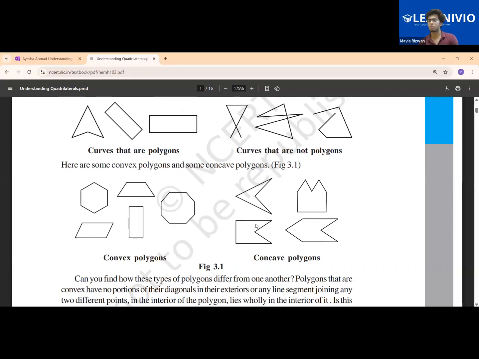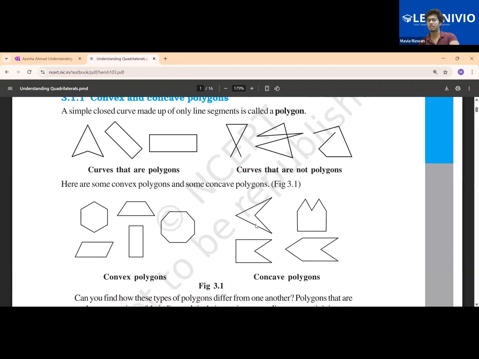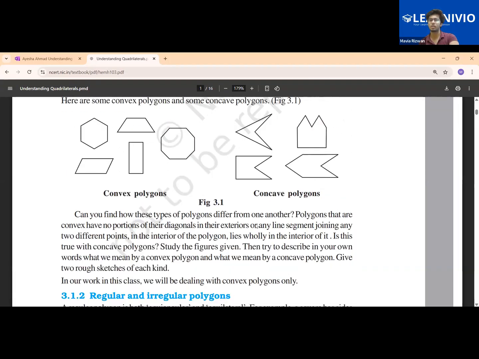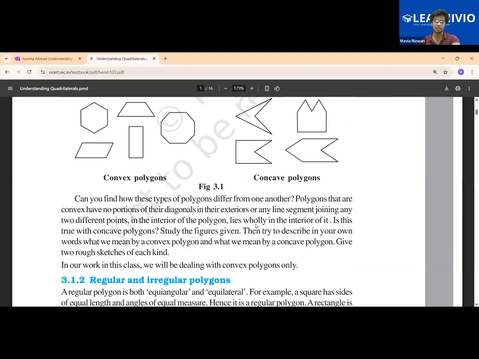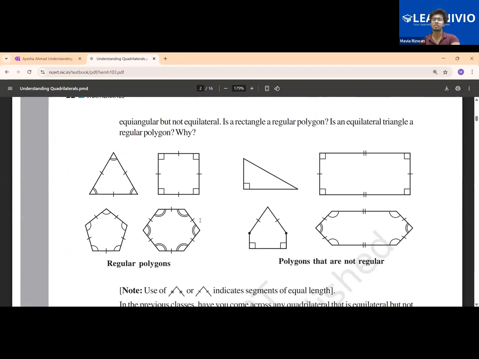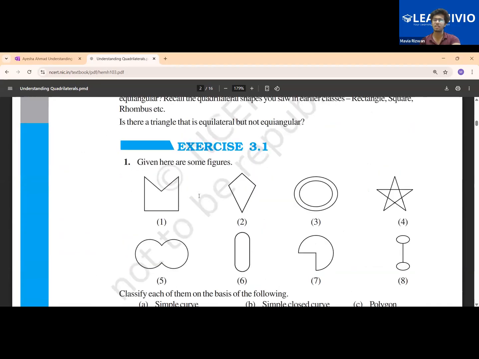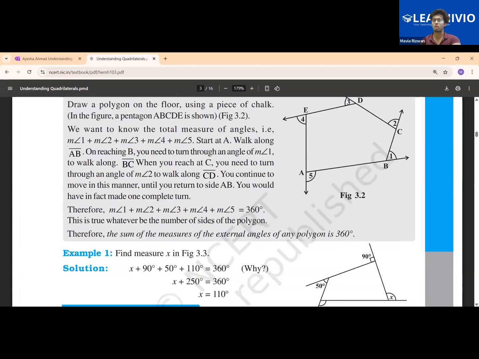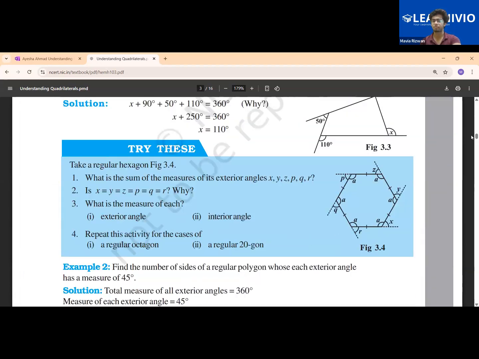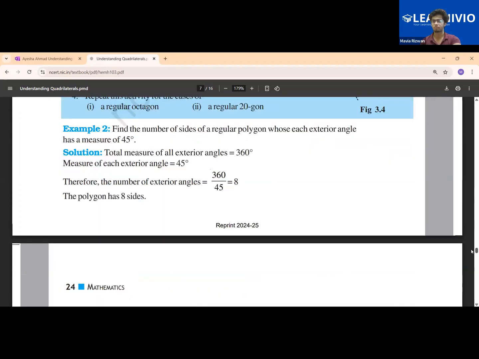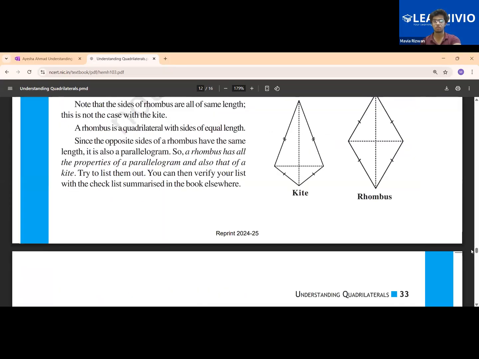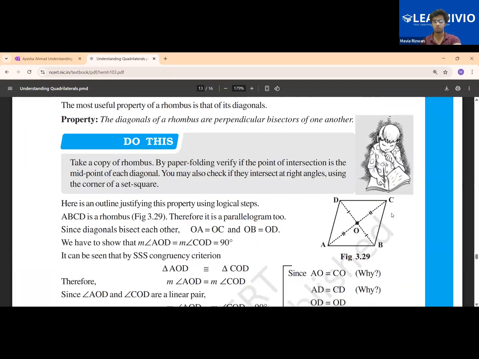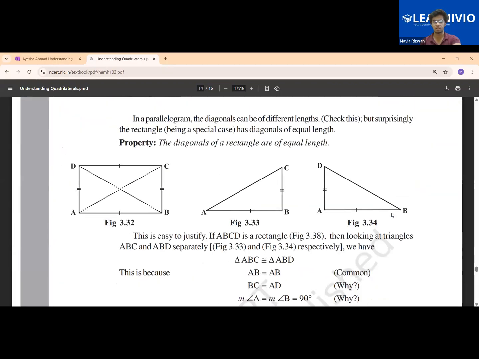So for a convex quadrilateral, you write down that none of the diagonals lie in the exterior. See, here is the definition. Polygons that are convex have no portion of the diagonals in the exterior. Aisha, the best is you write that a square doesn't have any diagonal in the exterior, so therefore it is a convex quadrilateral. Otherwise, it would have been concave. Like I showed you a convex one, a concave one.